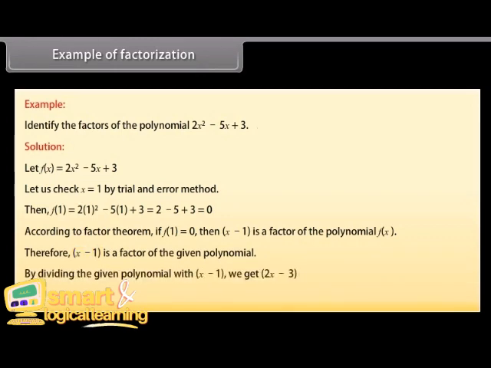By dividing the given polynomial by x - 1, we get 2x - 3. So, the factors of the given polynomial are 2x - 3 and x - 1.